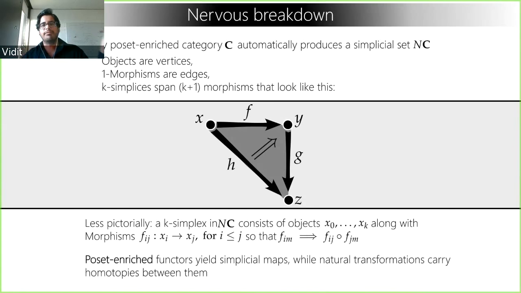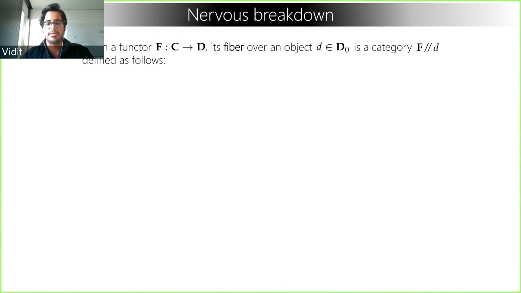And if you have functors from one category to the other that respect the partial order structure between these zigzags, then you get simplicial maps. And if you had natural transformations, you would get homotopy equivalences. Good. So this is all the stuff we need.